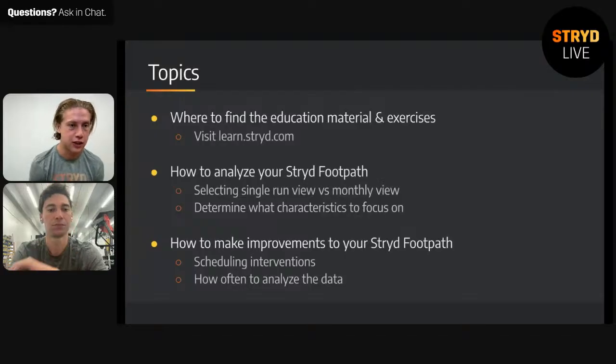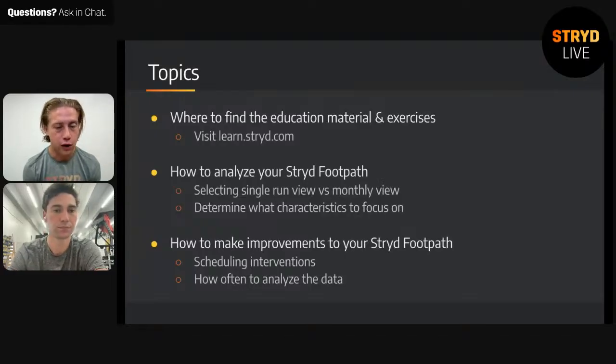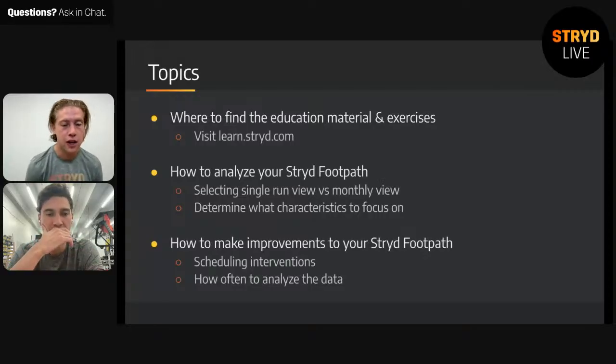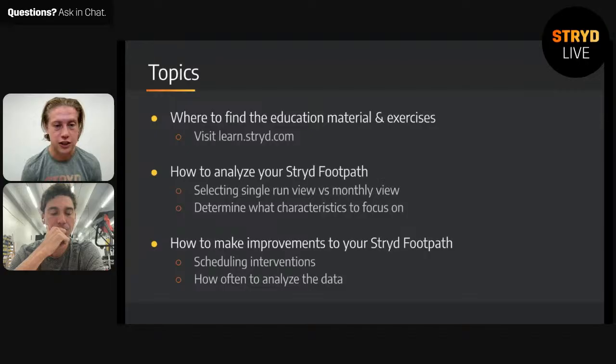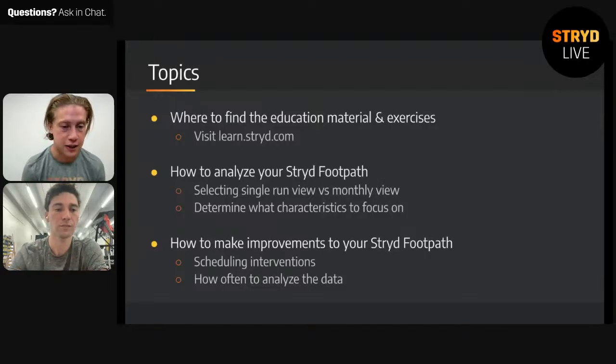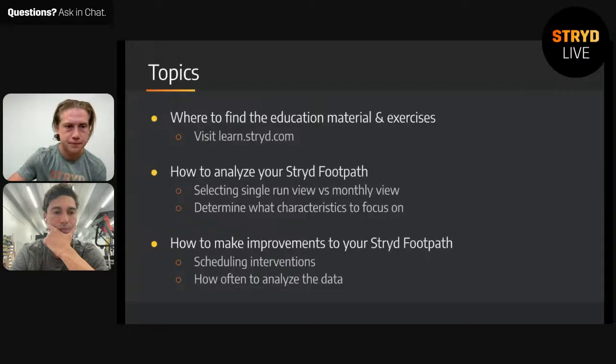So we're going to be looking at 3 different topics today: where to find these new educational materials. Part 2 is analyzing the Stryd Footpath, whether we should look at the single run view or monthly view, determining what characteristics you should focus on to improve your Stryd Footpath, to improve your running form. And then finally, number 3, scheduling interventions, running cues you can be thinking of, how to continually analyze your data to see if you're making improvements and those improvements are sticking and building on top of each other over time.